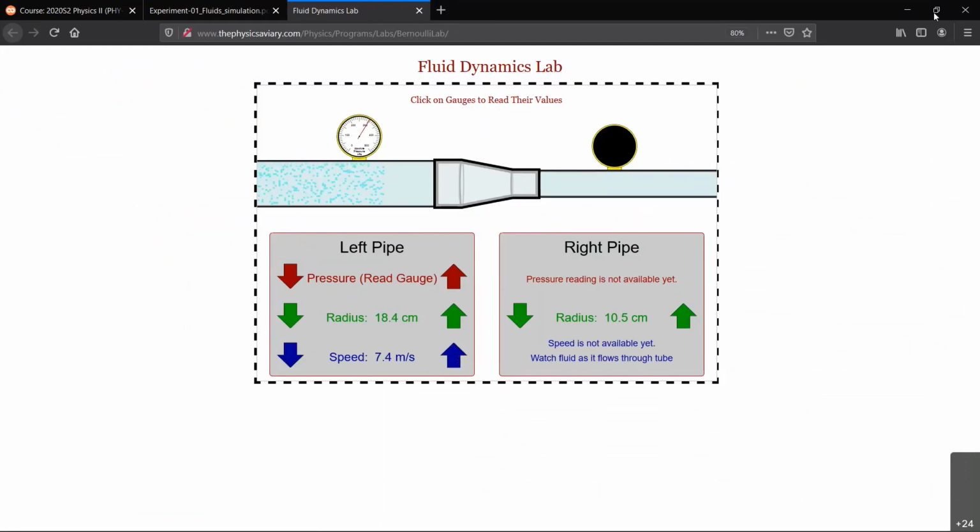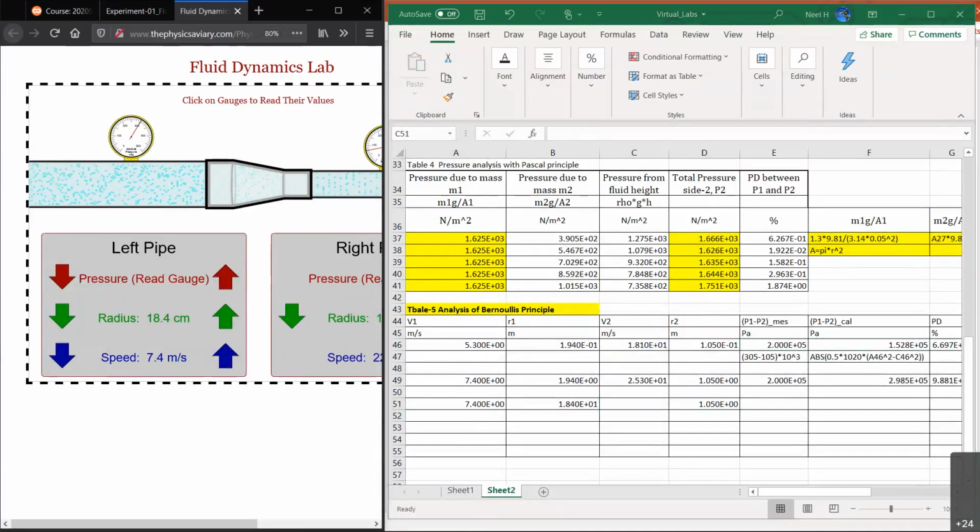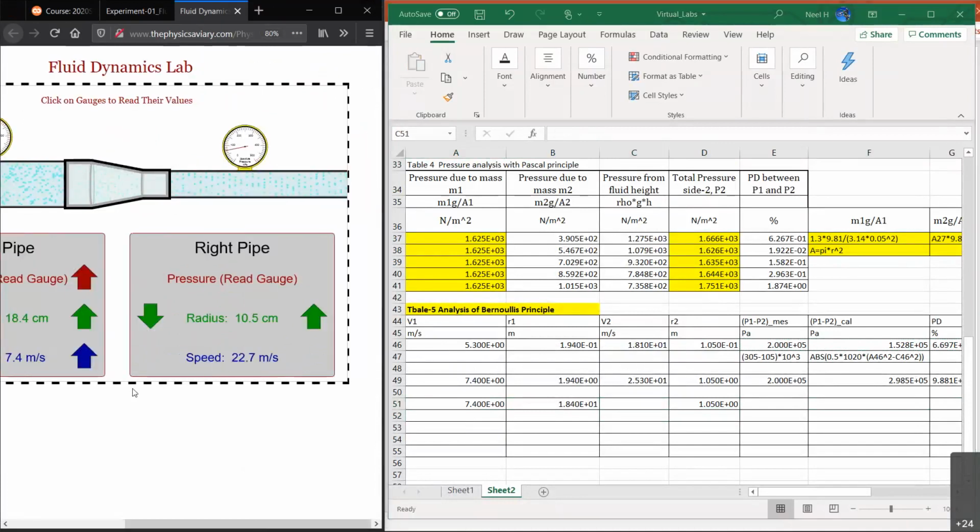So next step we'll keep the velocity 7.4. Instead, now I'm doing 18.4 in input radius. And then output radius keep the same number. And input side, and then output velocity is 22.7.